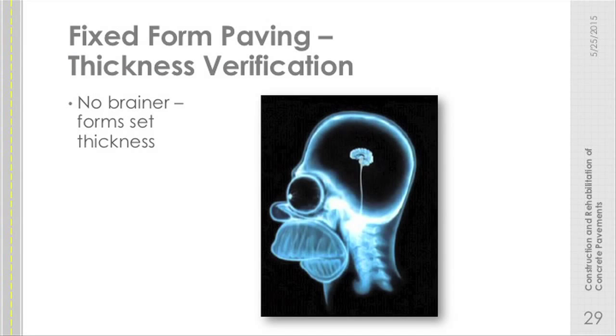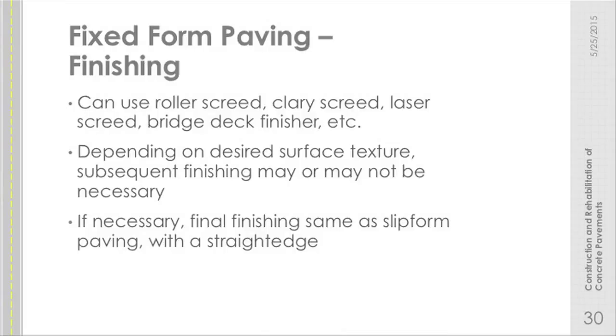For fixed form paving, thickness verification is a no-brainer. We set the forms, we know that's how thick we're going to build the pavement. There's not much question about that. For finishing, we can use a roller screed. We saw that, the single tube, triple tube. There's other devices, laser screeds, we'll see in a bit.